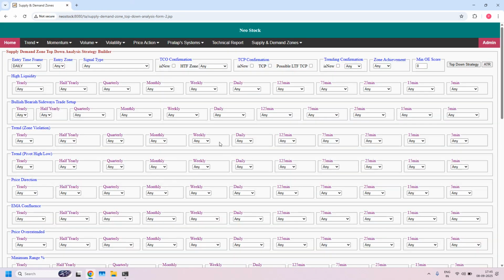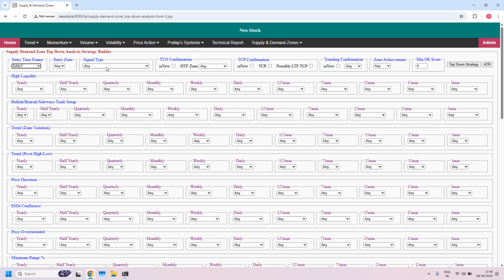Now I am generating different supply demand zone reports with the help of NeoStock Software's supply demand zone top-down analysis strategy builder. First, I am going to generate daily and 75 minutes stocks near demand and supply zones. From those reports we can identify high priority, high liquidity zones so that they can be used for the high liquidity zone strategy that you learned in lesson 21.3 video.